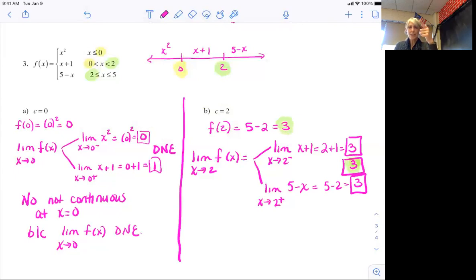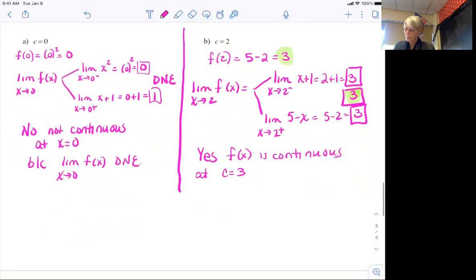Plug in a number, get an answer. Evaluate the limit, get an answer. If the answers match, yes, f of x is continuous at c equals 2. Remember, I'm not going to get so technical, but I'd like you to see this: f of 2 equals the limit as x approaches 2 of our given function.